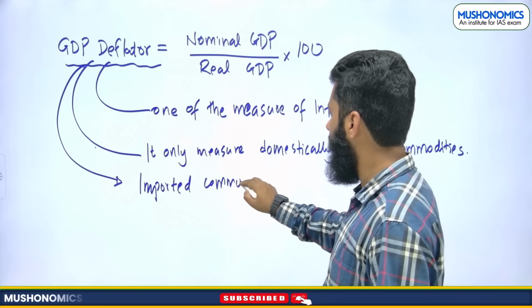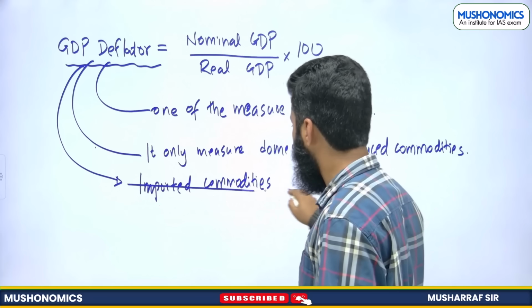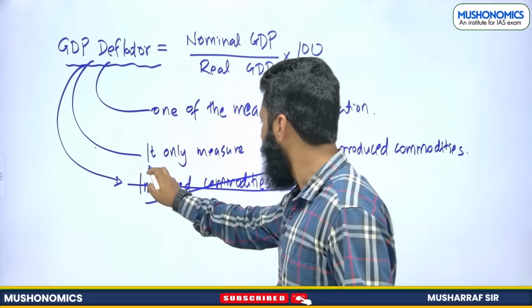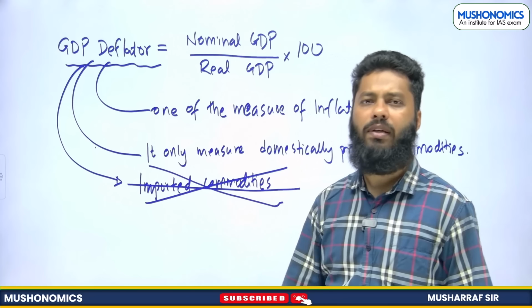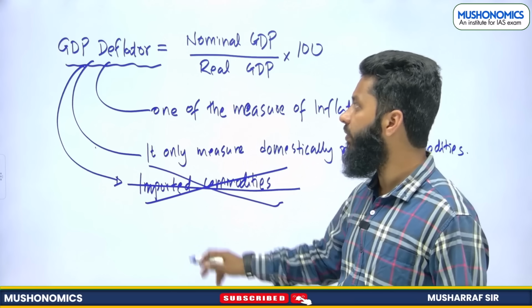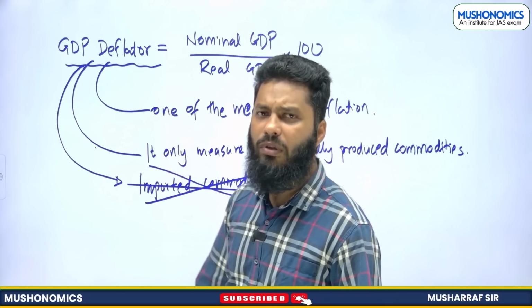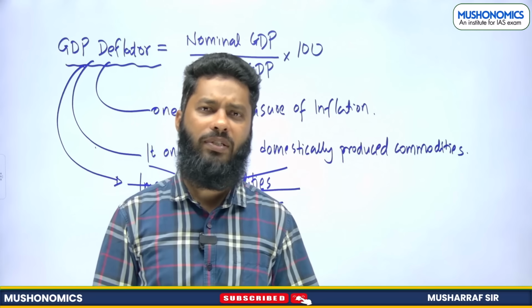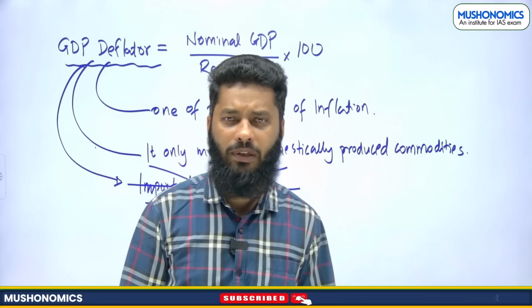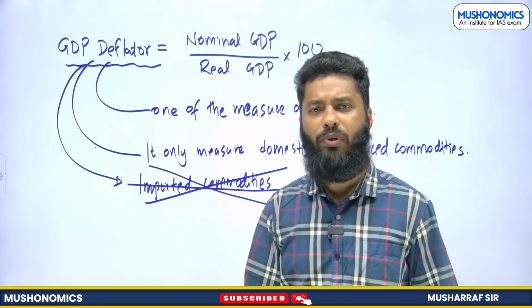So we can cancel it out like this, so that we remember that imported commodities are not part of the calculation of GDP deflator. So GDP deflator will also give you an idea about what the inflation in the economy is, right? But GDP deflator excludes imported commodities.